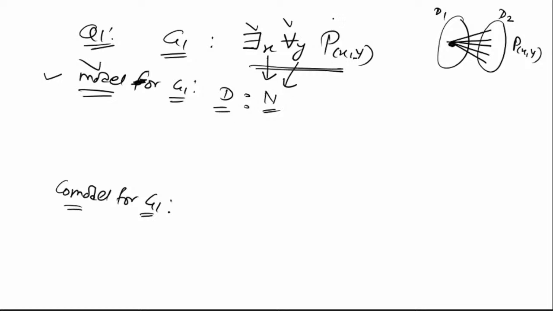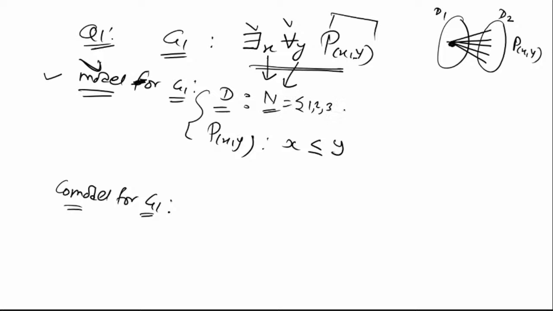Now I also need to define what this pxy is. Basically I need an interpretation of pxy. Remember, I want to find a model, and a model means an environment in which this formula G1 must be true. So you can say that x is less than or equal to y, and this domain is the set of natural numbers 1, 2, 3 and so on. This is our pxy.